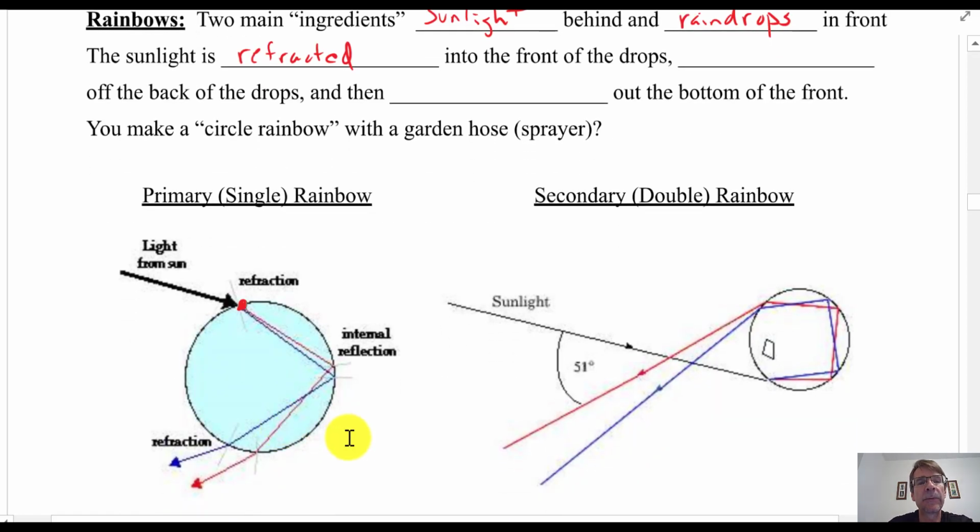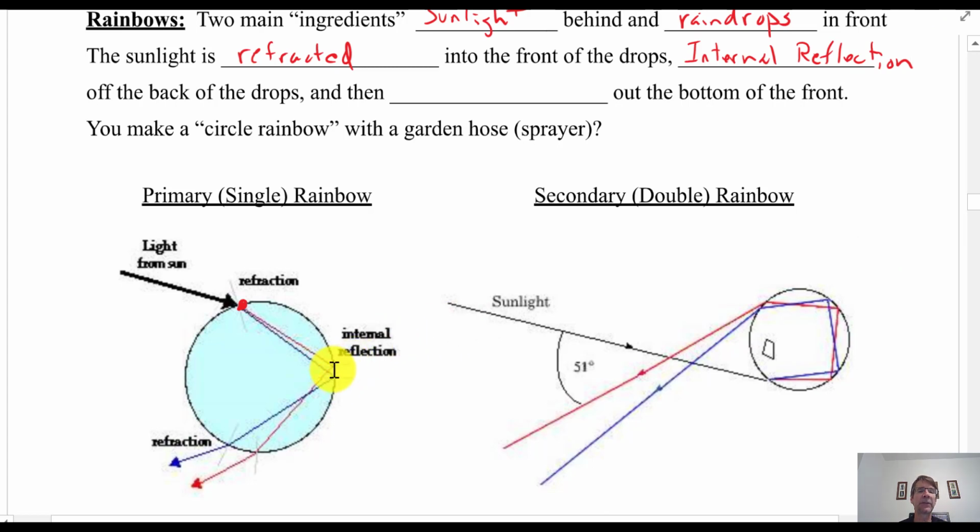And then there's total internal reflection. There's internal reflection off the back of the drop. All right, it's showing you that over here in the diagram right there.